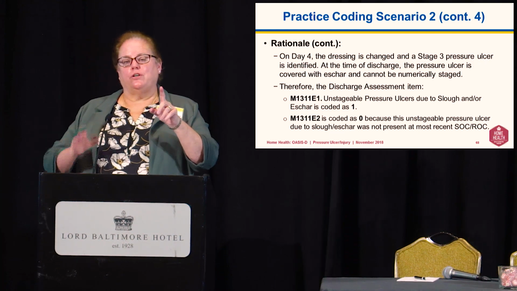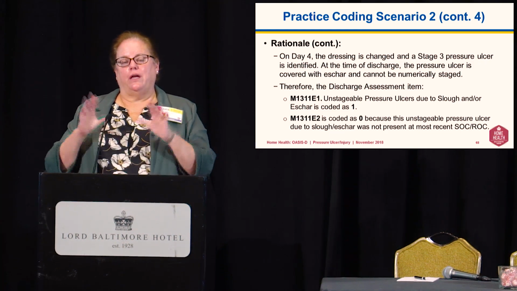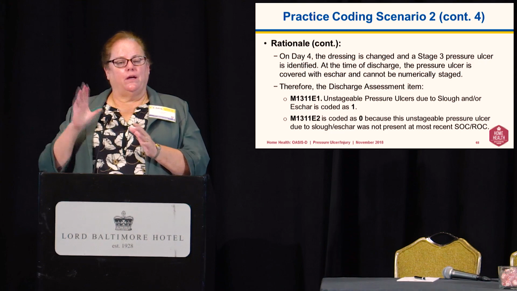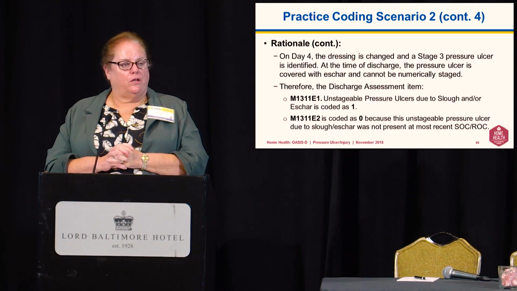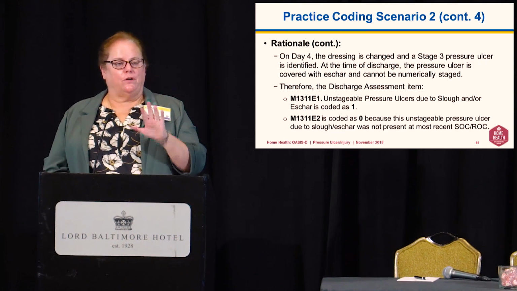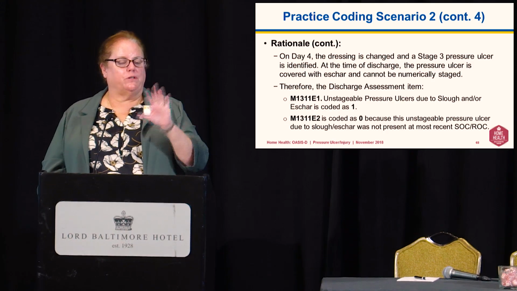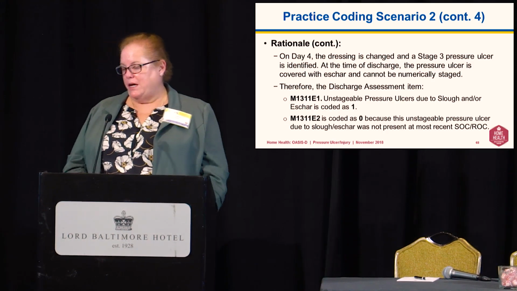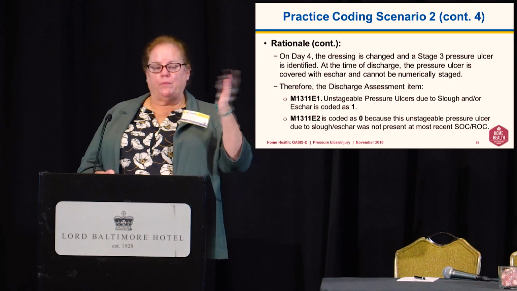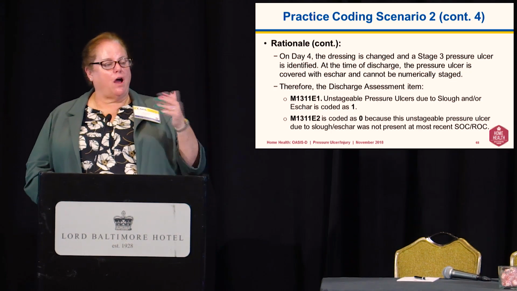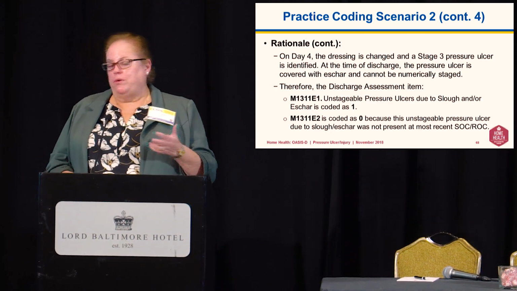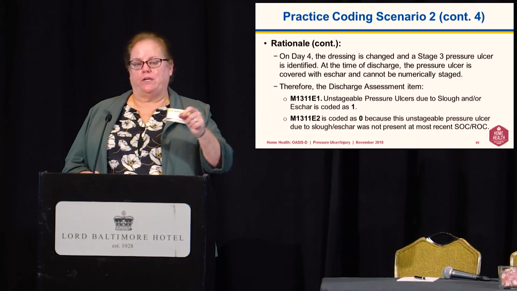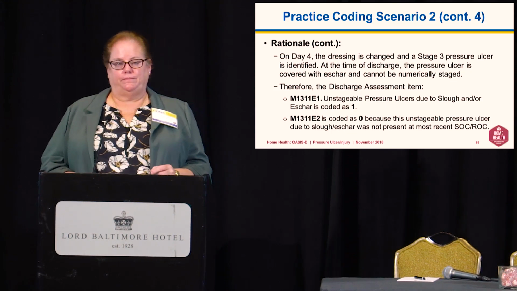At discharge, I look and I have a slough and eschar. And so now we have to code that as covered with slough and eschar because I don't know what's underneath that. By the time that slough and eschar comes off, they'll be in another setting, but that could be cleaned off and that could be a stage 4. We don't know that until that's cleared off and we can see the base of that wound.